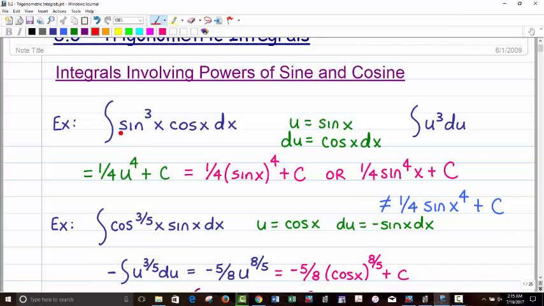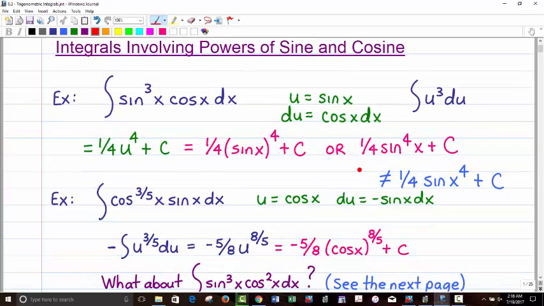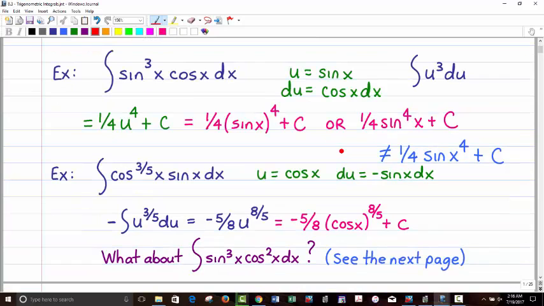And so if you have sine cubed times cosine of x, in fact, if you have sine and cosine multiplied together and one of the two is to the first power, it's just straight substitution. So for this one, you let u be the one that's not to the first power. In this case, u would be sine of x. Real easy. So you're just integrating u cubed. You get 1/4 sine of x to the fourth plus c.